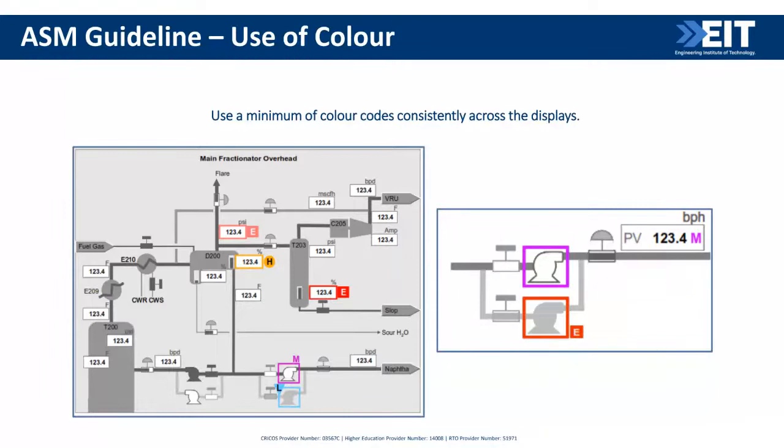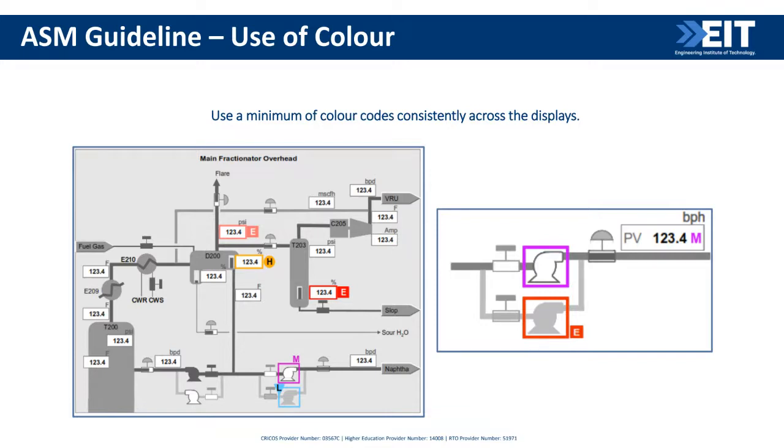Okay, so the next one is use of minimum color codes consistently across the displays. Consistent and distinguishable color codes allow operators to learn the codes and their meanings, right? So if you look at the display on the left, I know that there is an emergency alarm on one of the transmitters. There is a high priority alarm on one of the transmitters. We can see that the pump is actually in manual mode.